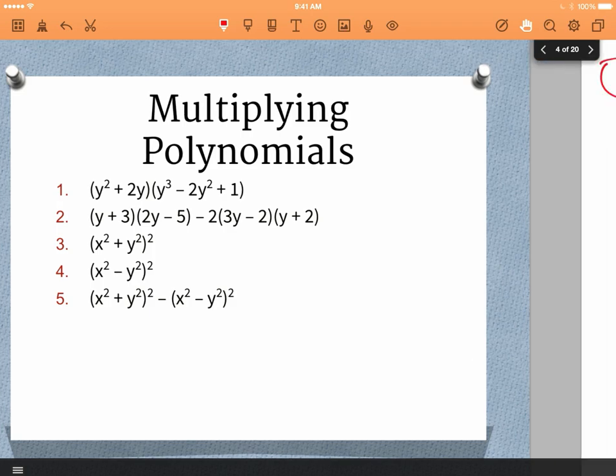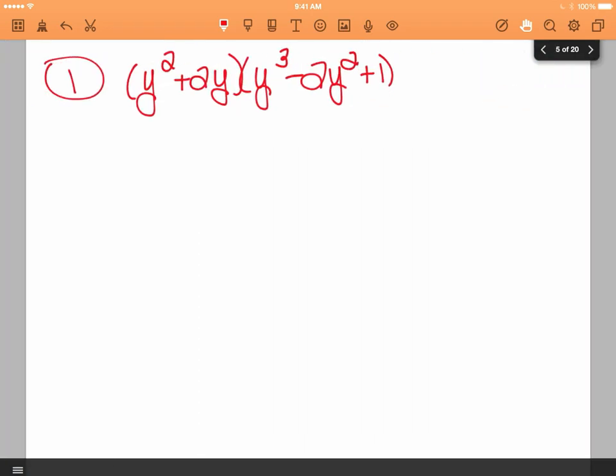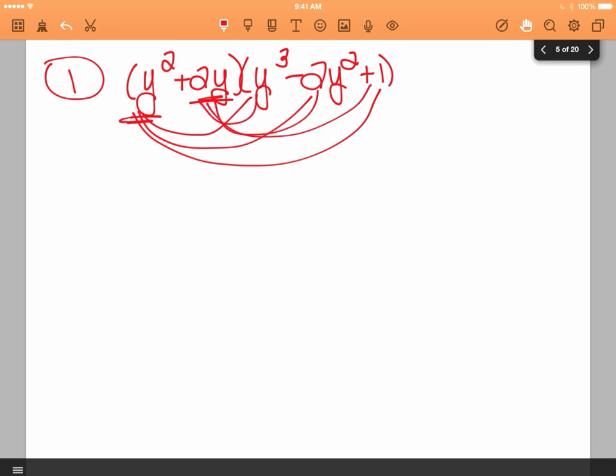So our first question is (y squared + 2y) times (y to the third - 2y squared + 1). Realize it's just like when you FOIL, only now you want to distribute the first term with each of the terms of the second polynomial, and then the second term with each of the terms in the second polynomial. So I'm going to write it out. You don't always have to write it out, but write it out if you need to.